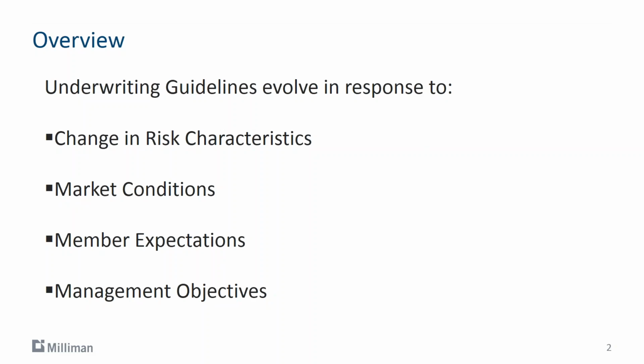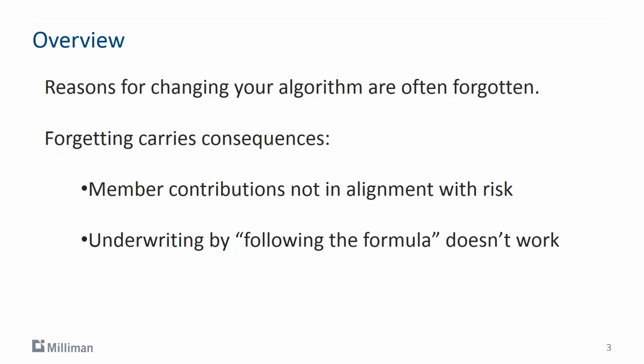In most pools, rating formulas and underwriting guidelines have evolved over time in response to changes in risk characteristics, market conditions, member expectations, and management objectives. Often, the source and purpose of various risk quantification elements cannot easily be identified or remembered. The consequence of these cumulative changes is that individual member contributions may no longer align with the risk borne for each pool member, even if the underwriters follow the formula and the overall funding number is adequate. How can pools respond to questions raised by the regulators, the board, their members, with respect to levels of individual contributions?